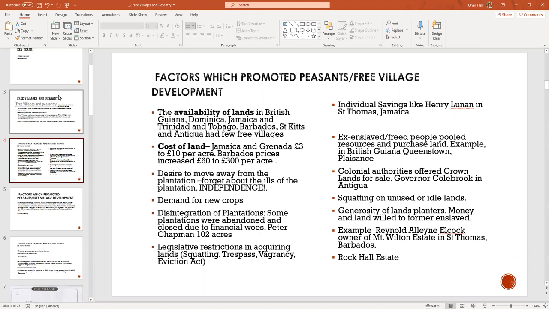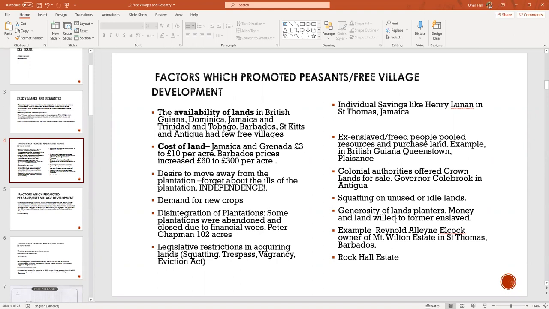Another way, ladies, that led to the development of free villages was that individuals used to save their money, like Henry Lunan. He saved money and established free villages in St. Thomas. And in British Guiana, the freed people used to pool their money together and buy plantations and estates like Queenstown. Another example, in Antigua, the governor sold lands to the people, and that was used to establish free villages. And squatting, while we know that it was restricted, some people still took over unused and idle lands, and that led to the development of free villages also.